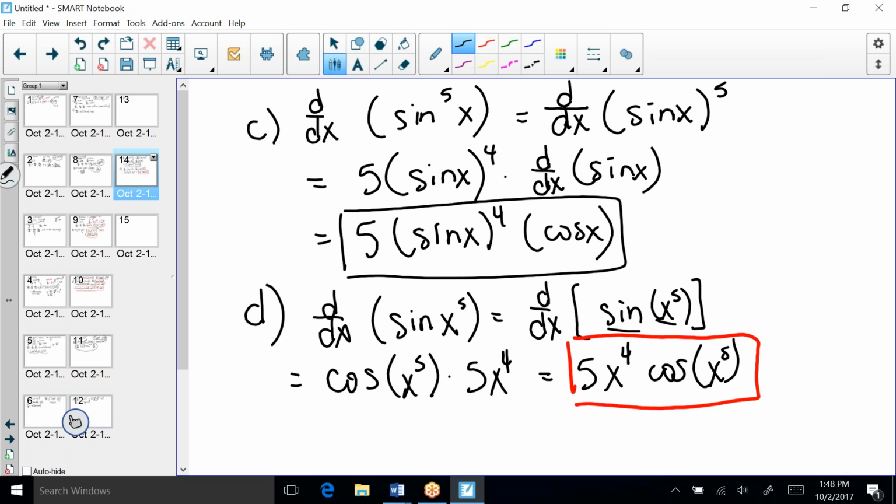So for this problem here, we can't bring that exponent to the front like we did before, because it's not the sine of x, that whole thing, to the fifth power like it was over here. This is the sine of x, the whole thing to the fifth power, so we can bring that 5 to the front. Whereas for the second one here, we can't do that same thing. So just be careful with that. And then on the last page, I have some practice problems, and I just want you to practice finding the derivative of those problems from A to E.